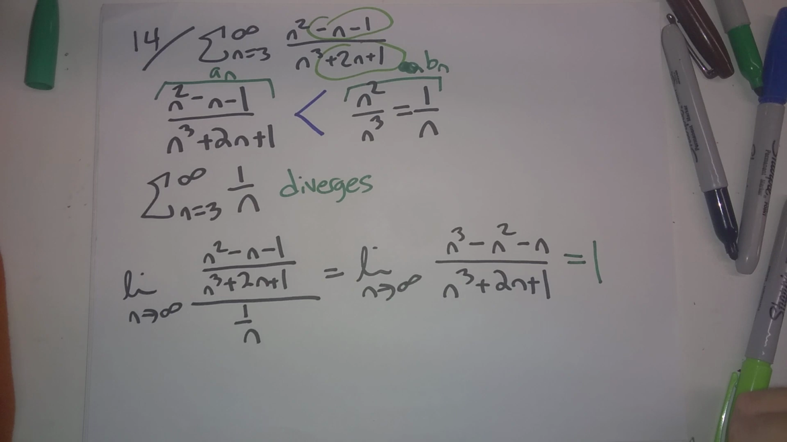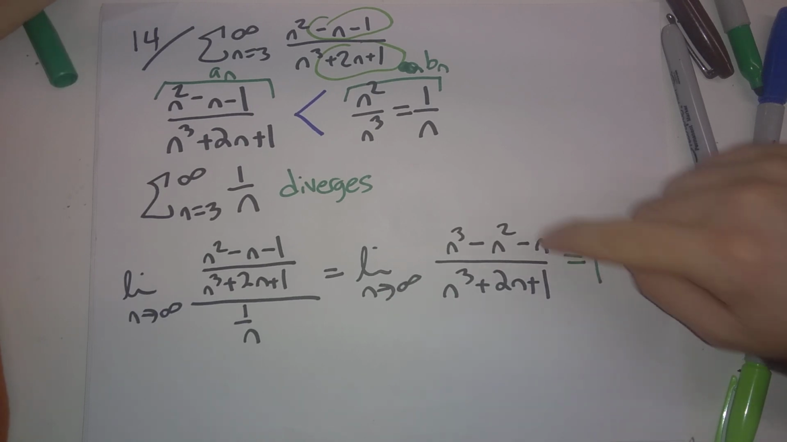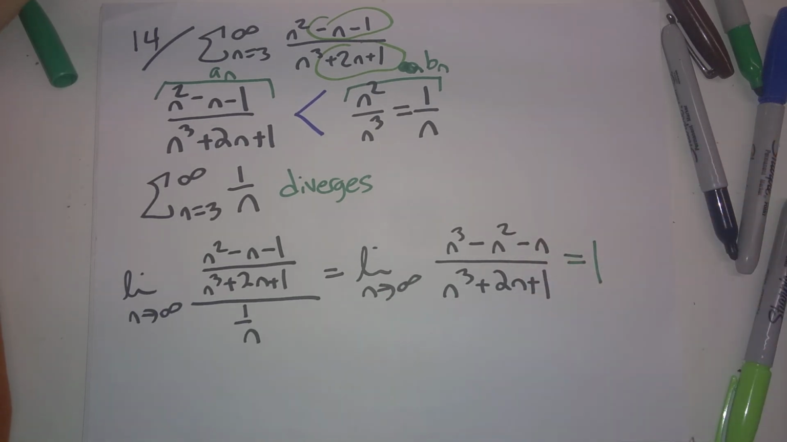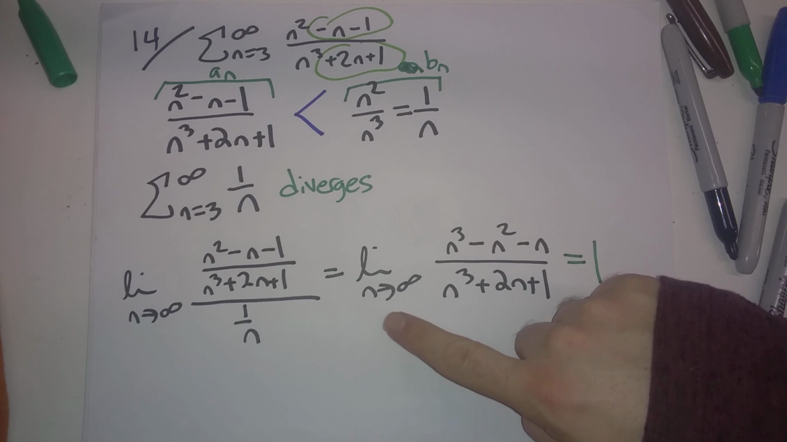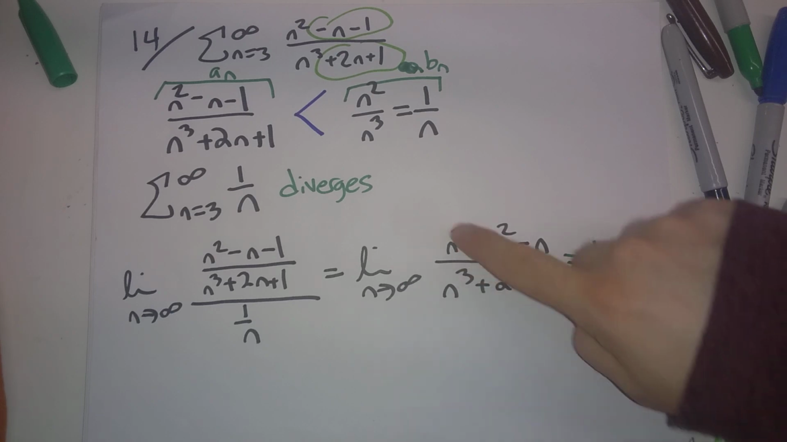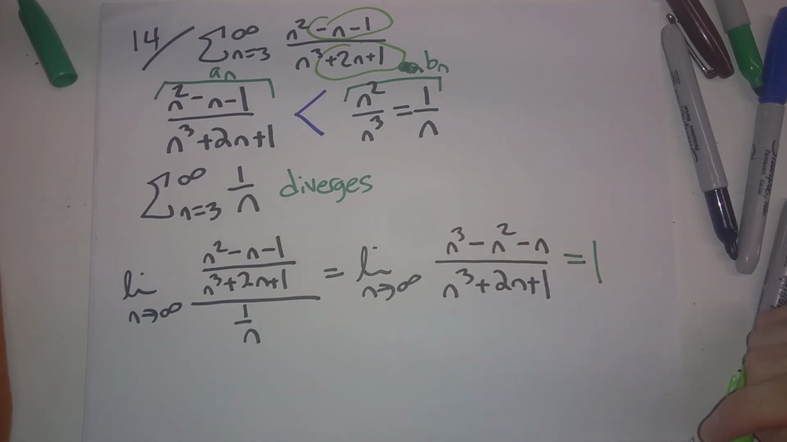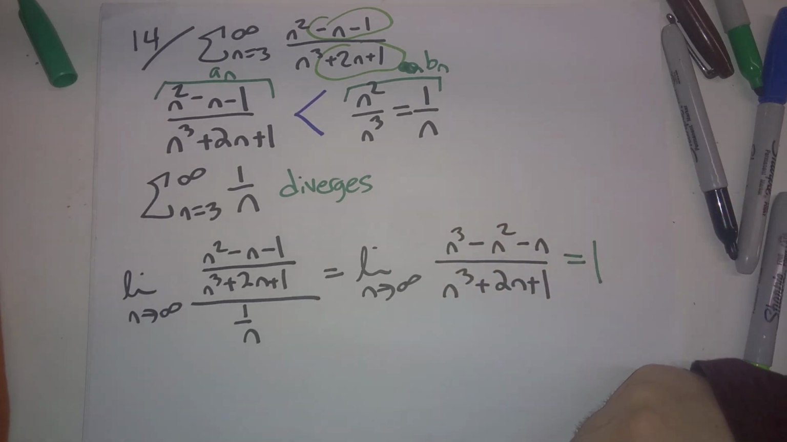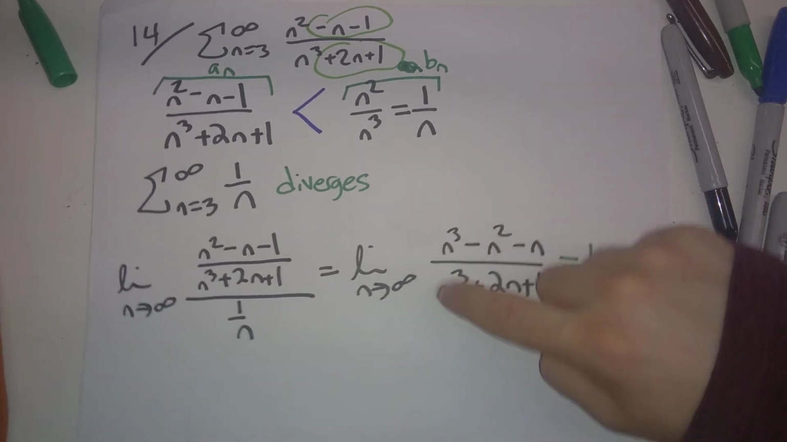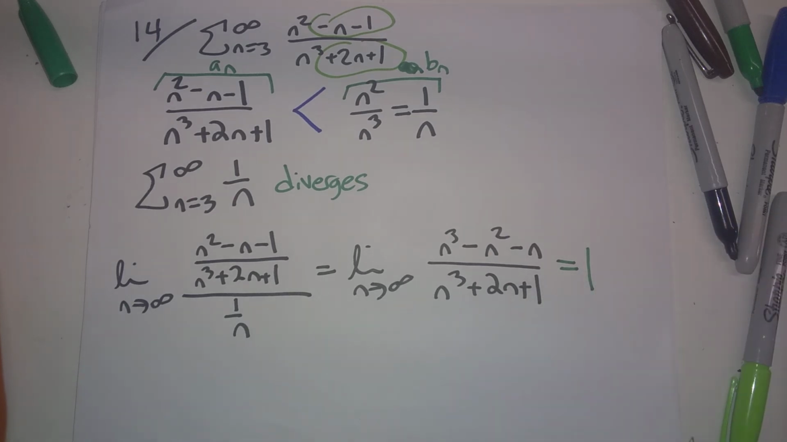There are a couple of different ways we could do it. We could change everything to x's and apply L'Hopital's rule several times. We get 1. Maybe an easier way to see this is that the numerator and denominator are both polynomials of degree 3. And so the limit as n goes to infinity is simply going to be the ratio of the respective coefficients of the leading term. So it will be 1 divided by 1, which is 1.